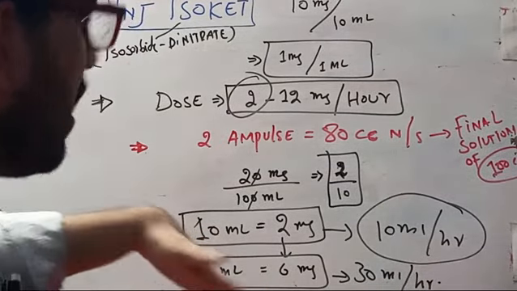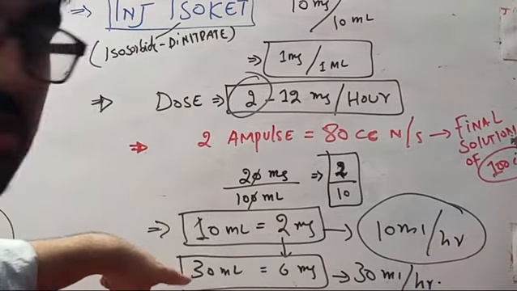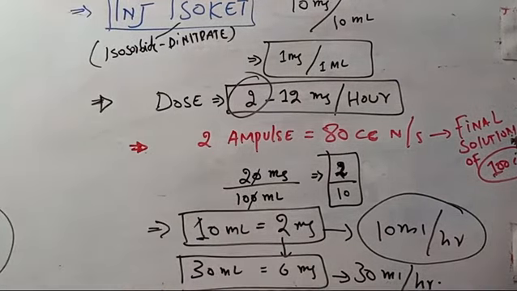Now if I need to up titrate, like I need 6 milligram, I will increase the dose to 30 ml per hour to get the 6 milligram.